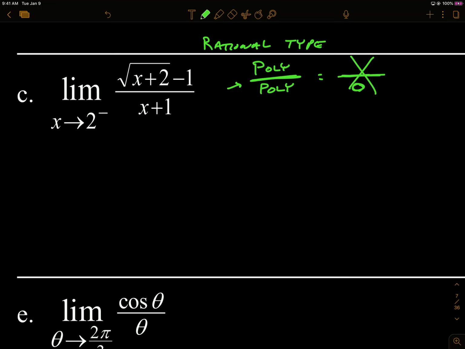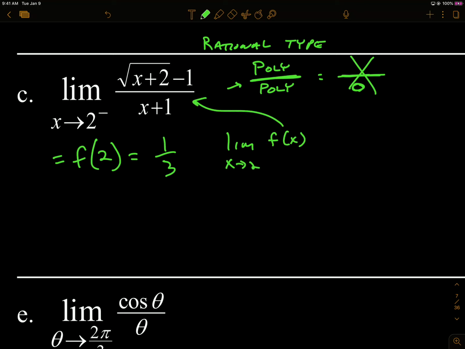So I want to check at 2. If I plug 2 in, do I get 0 in the bottom? I do not. So that's great. The function's continuous at the target value 2. Now they want the limit from the left, but since the function's continuous, I could care less about left or right. I'm just going to find f of 2. I'm going to plug in my target value. And what do I get? I get 1/3. That's what the limit as x approaches 2 is. I'm just going to write f of x. I don't want to rewrite that whole function, right?